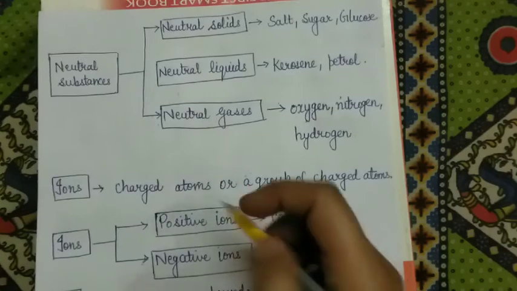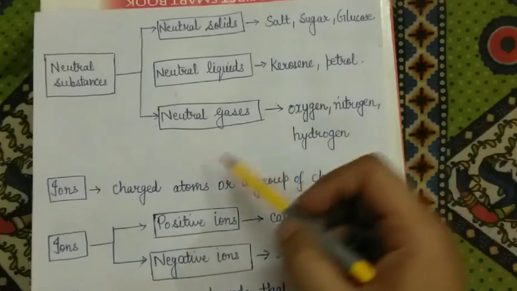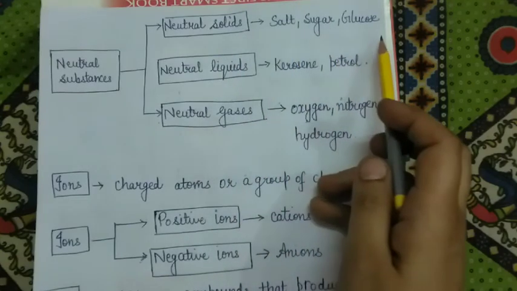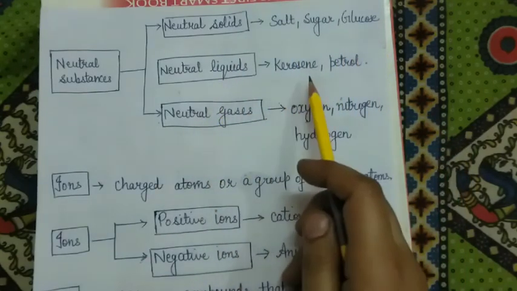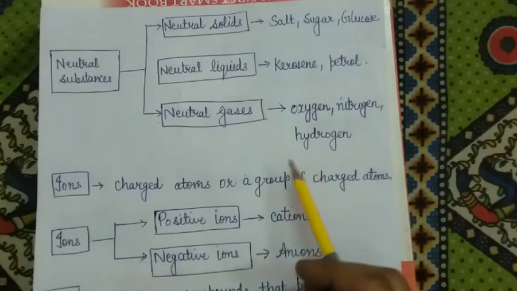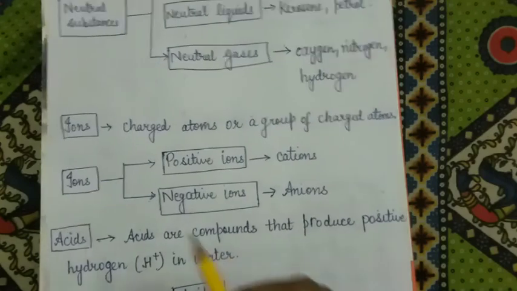See students, next we have the topic neutral substances. The substances which do not bring about any change in the color of indicators are known as neutral substances. A few examples of neutral substances are neutral solids like salt, sugar, glucose; neutral liquids like kerosene, petrol; and neutral gases like oxygen, nitrogen, hydrogen. These are all neutral.